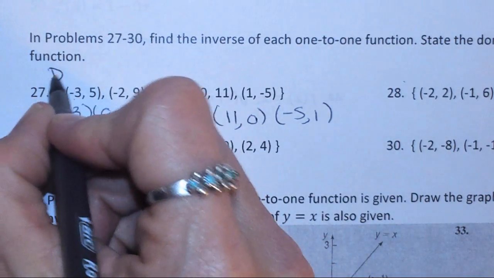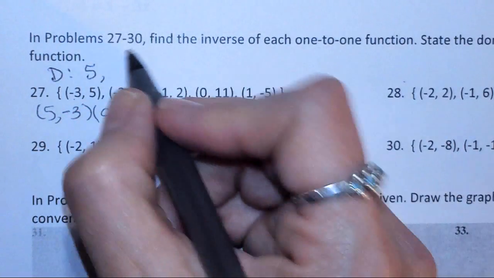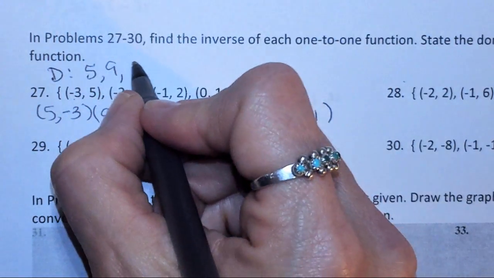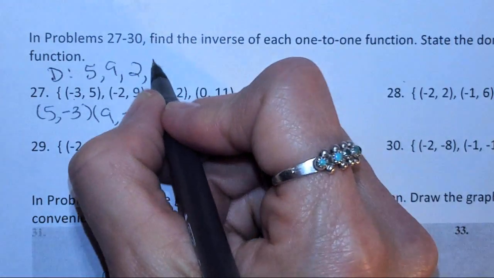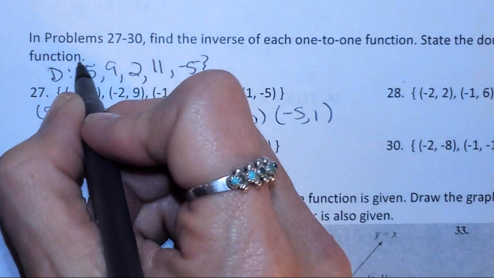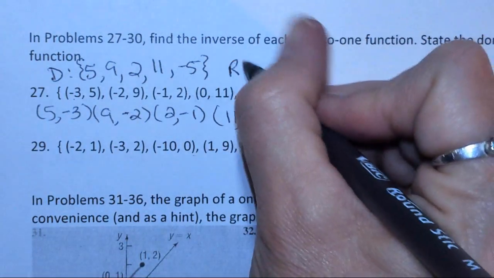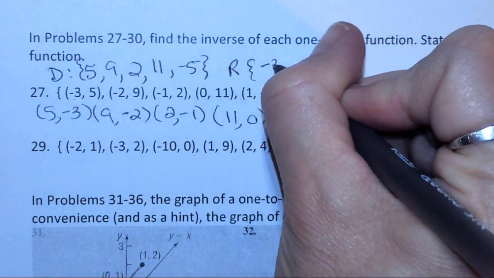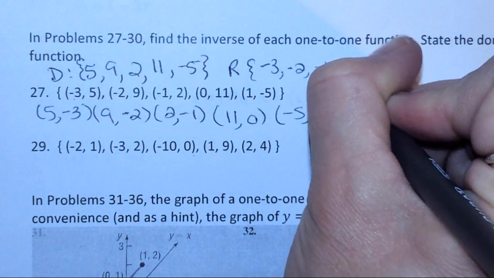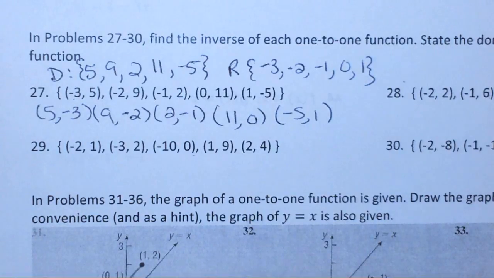The domain of my new inverse function is 5, 9, 2, 11, and negative 5. Now we should have written these from smallest to biggest, but I'm just trying to save time. My range is going to be my new y values of negative 3, negative 2, negative 1, 0, and 1.